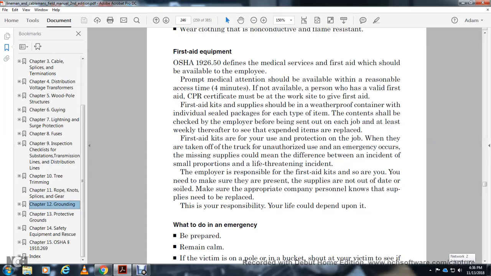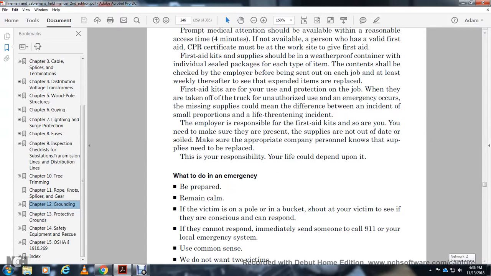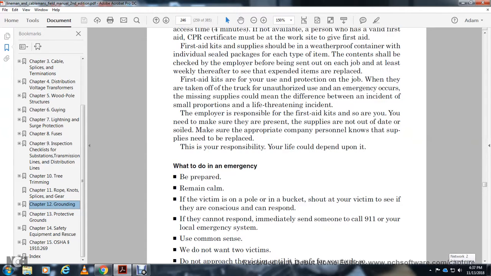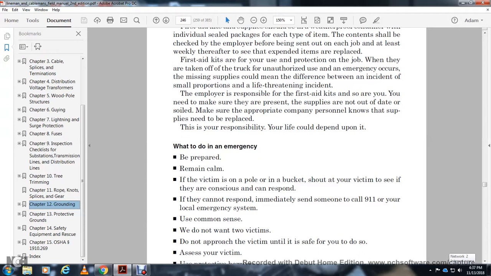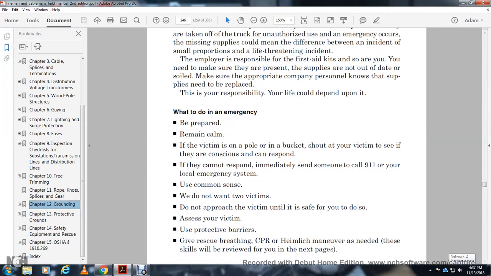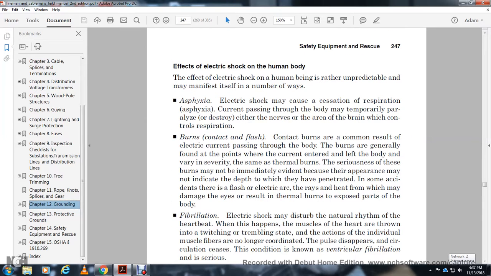What to do in an emergency? Be prepared. Remain calm. If the victim is on the pole or in the bucket, shout to the victim to see if they are unconscious and can respond. If they cannot respond, immediately send someone to call 911 or your local emergency system. Use common sense: we do not want two victims, so do not approach the victim until it is safe to do so. Assess your victim. Use protective barriers. Give rescue breathing, CPR, or the Heimlich maneuver as needed. These skills will be reviewed in the next pages.